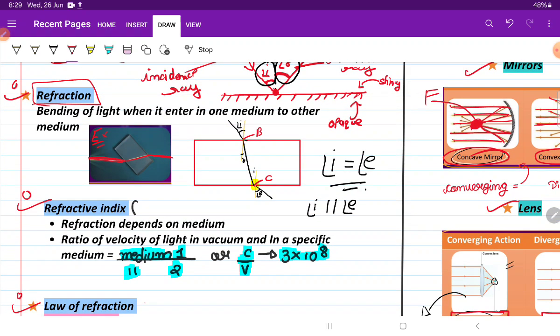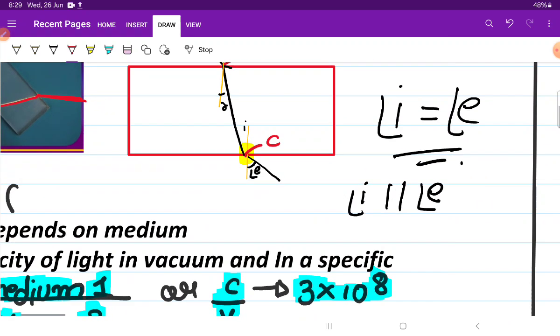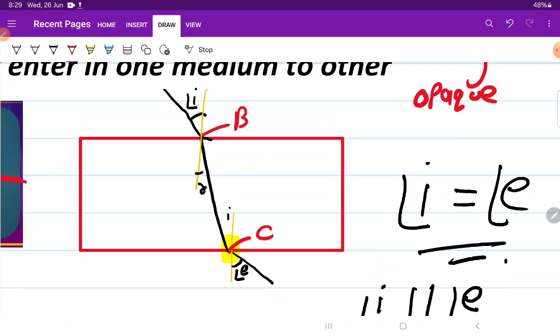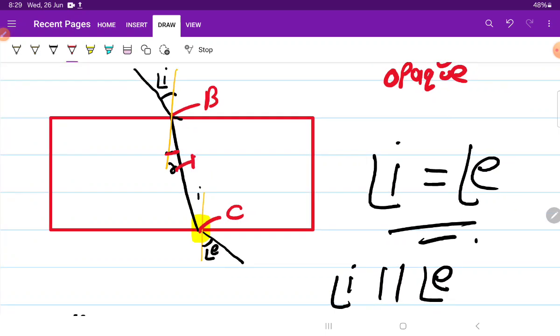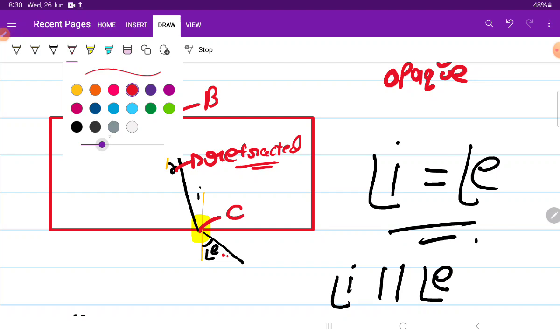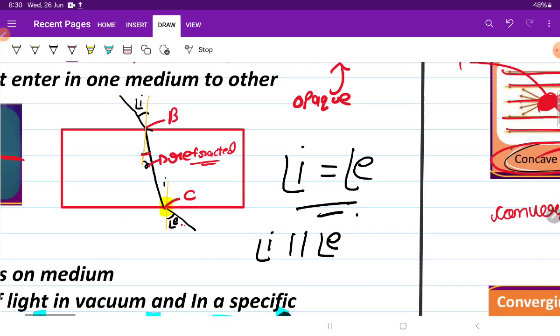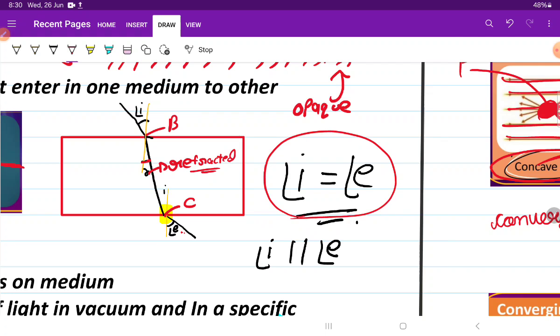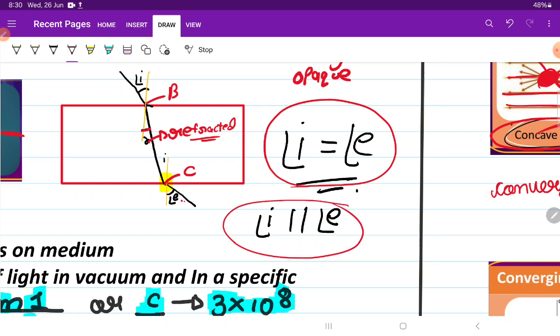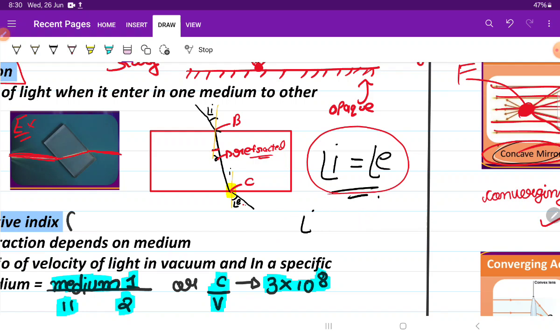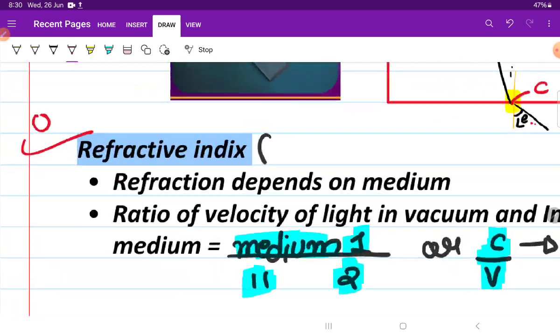Now, the incident ray and emergent ray. Students, remember this. This is known as the incident ray. This is known as the refracted ray. And this is known as the emergent ray. The angle of incidence is always equal to the angle of emergence, and the incident ray is parallel to the emergent ray. These are not exactly laws but basic things that you can mention as the difference.